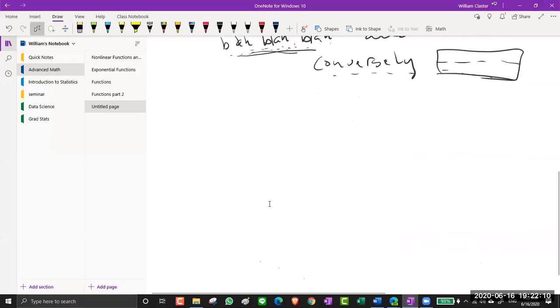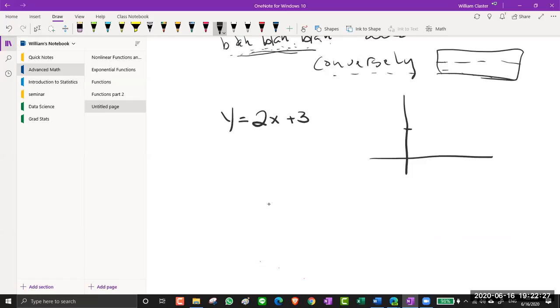So let's suppose that I have this function like y equals 2x plus 3. Of course you know what the graph of that looks like. It has 3 here, and it has a slope of 2, right? Everyone knows this, right? Okay, so now what happens if I divide everything by 2?